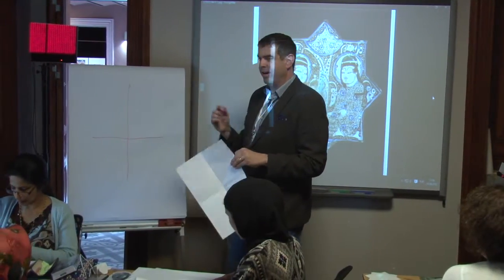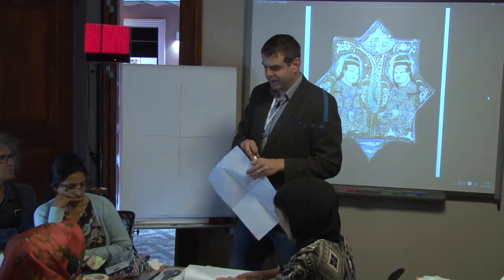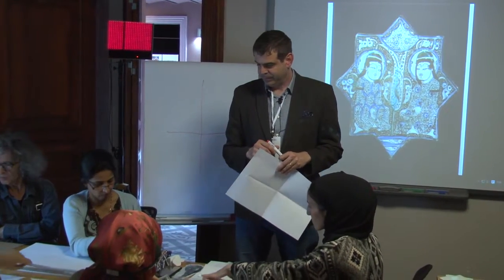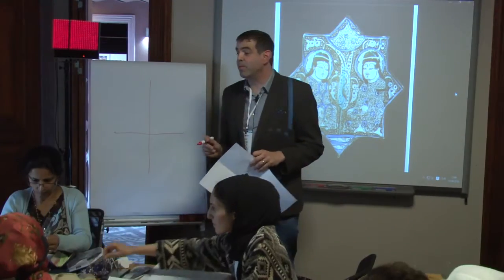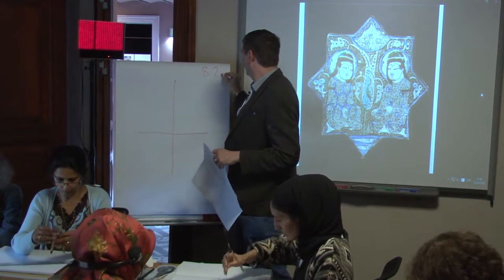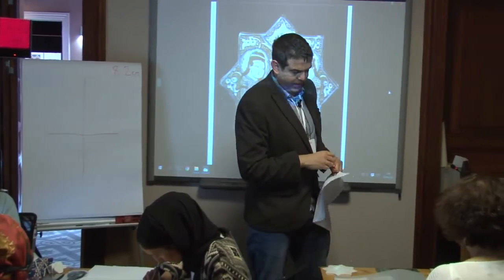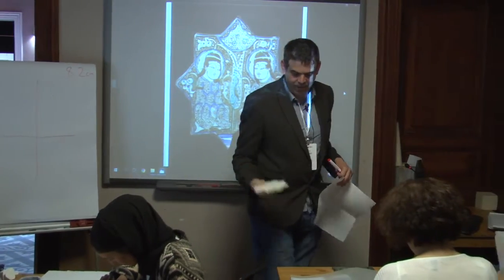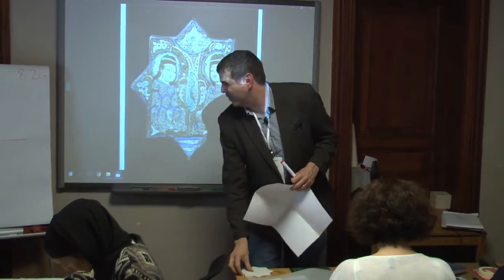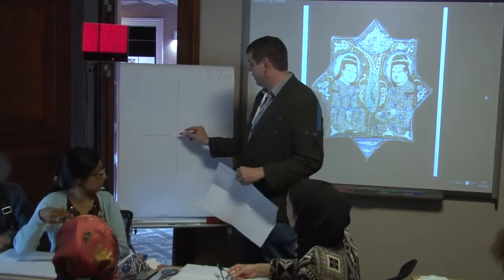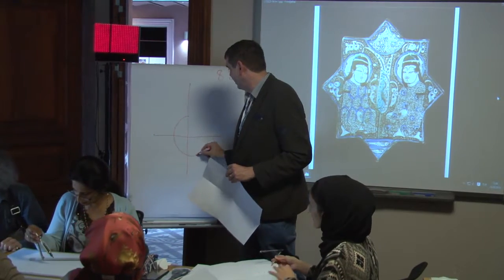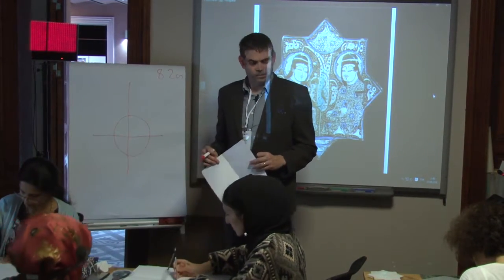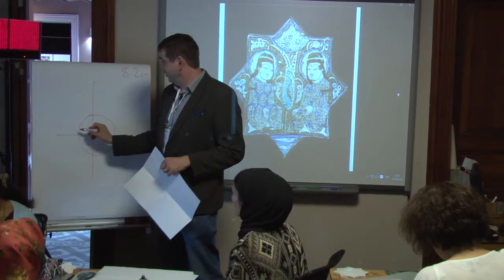Okay, so now we're going to create our eight-pointed star. So if we get our compass and set it to 8.2 centimetres. That's just going to give us our template. The end result will be a tile that's about this size. And then what we're going to do is put the point in the centre of the page and draw your first circle around the centre like that. Once you've finished that, you can draw your first square.